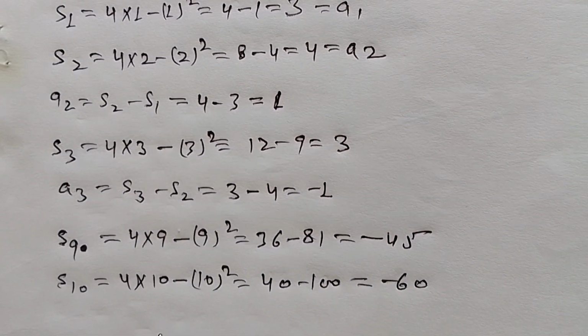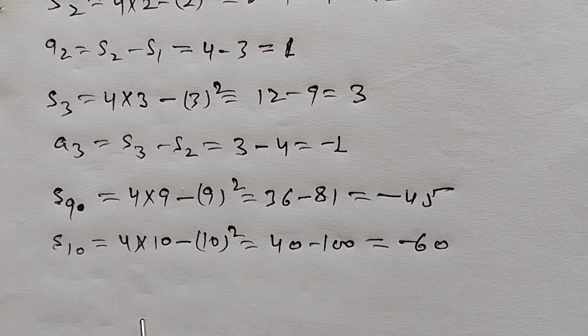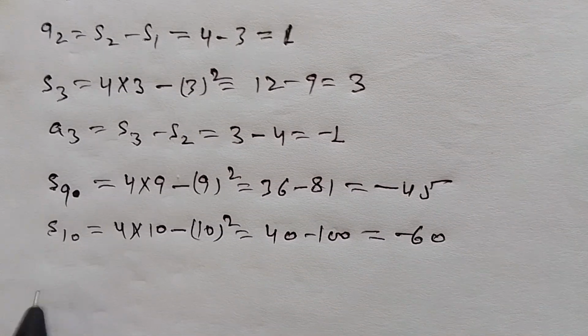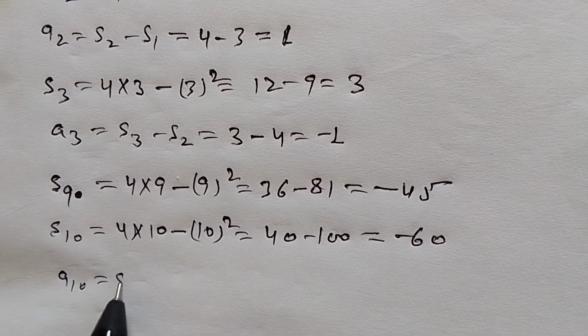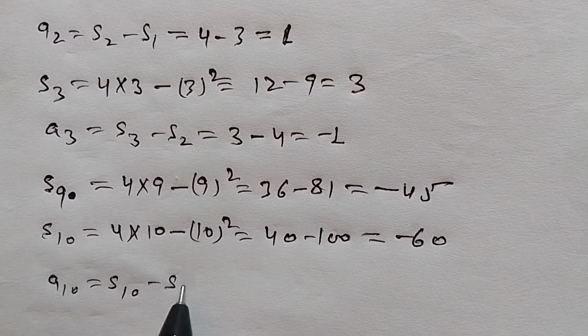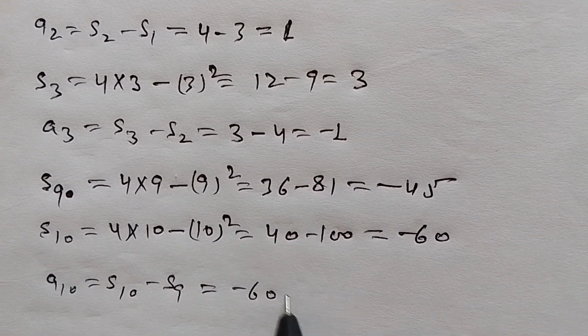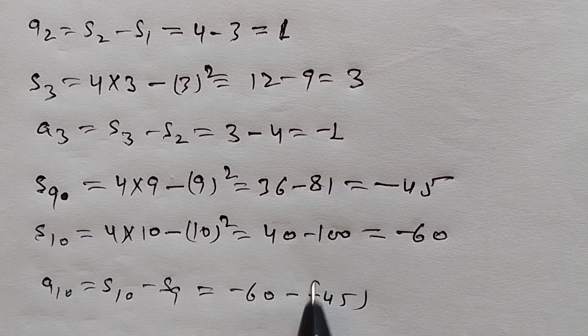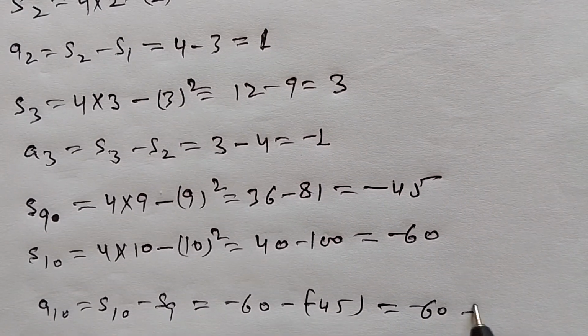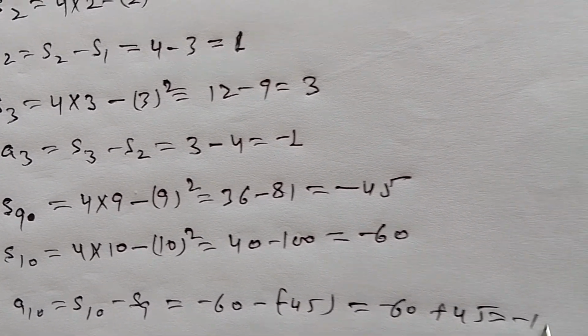So the difference S10 minus S9 gives A10, so A10 is equal to S10 minus S9, minus 60 minus minus 45, so it is minus 60 plus 45, which comes out to be minus 15.